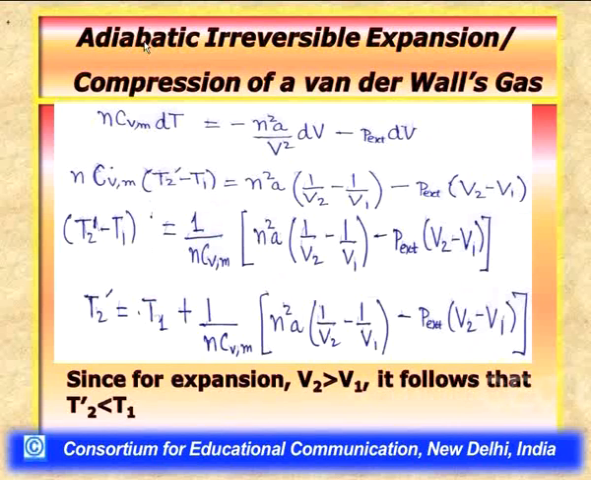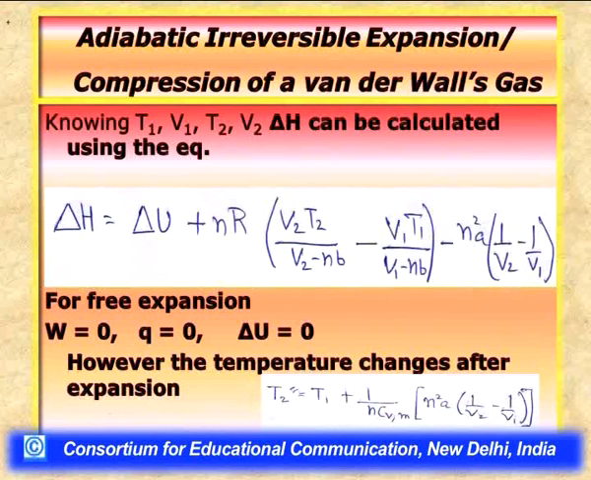Here T2 is a little different; I have written T2 dash, because in the irreversible conditions the quantity of work involved will be less than that of the reversible condition. Therefore, a smaller change in temperature will be observed. This is what needs to be understood from these expressions. Similarly, the delta H expression can also be obtained just by putting the values of delta U and delta PV terms as we had derived. Now coming to the last point in this lecture, the free expansion.